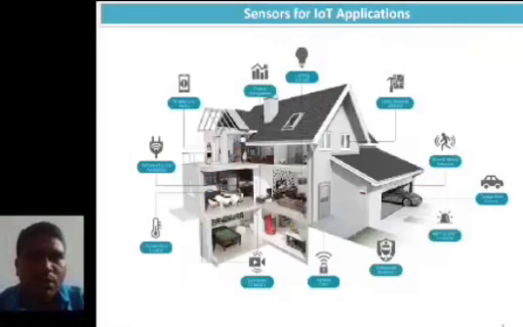In the IoT ecosystem, the sensor is the first and foremost thing. Without sensor, there is no data collection. Without data, how are we going to analyze? That means there is no IoT system. So for any IoT system, the sensor is very, very important.